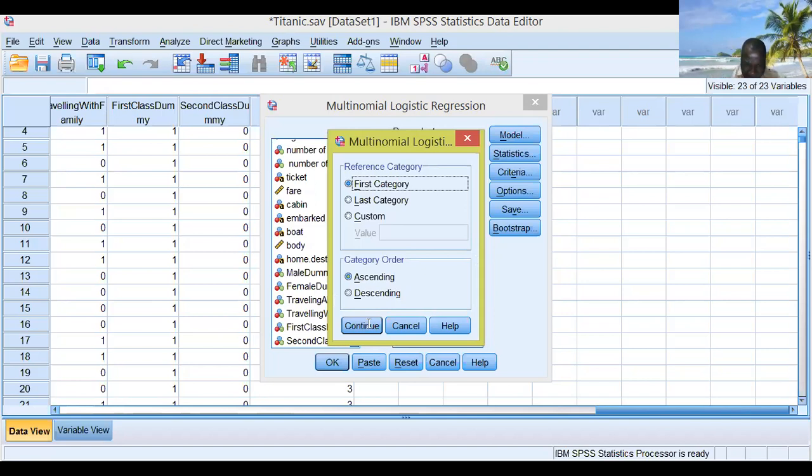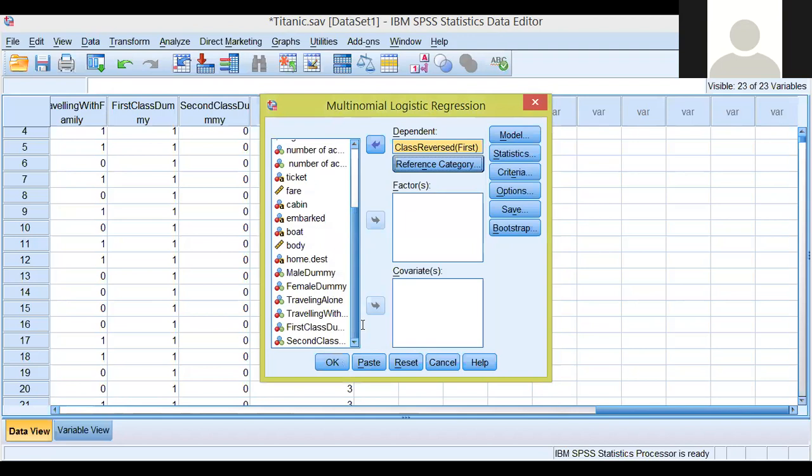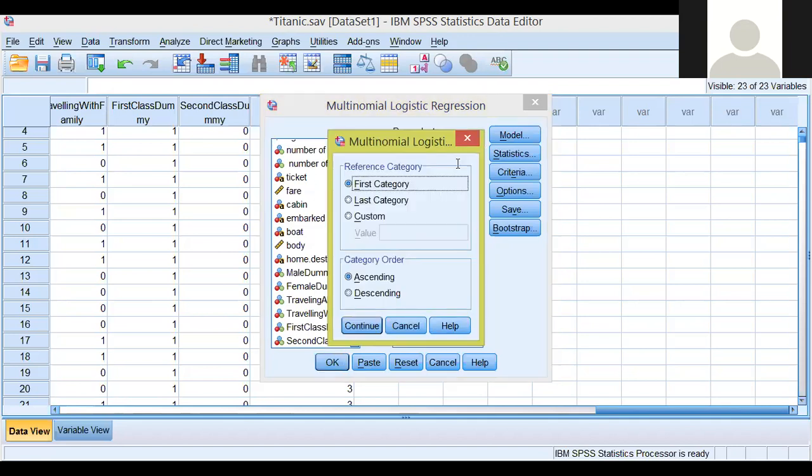Then continue. Can you see category order, ascending? Click back on that reference category. Category order is ascending: as it goes up, the higher the order, which is what we have done for the reverse. Okay, now continue.